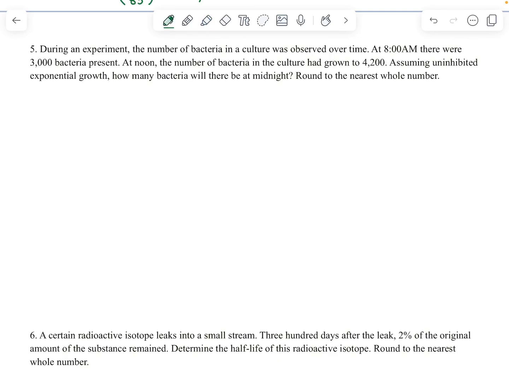We will start by identifying some of the quantities in this problem. P of 0 is going to equal 3,000, and that's because the initial amount of bacteria in the culture was 3,000. And here we are assuming that 8 a.m. is t equal to 0.